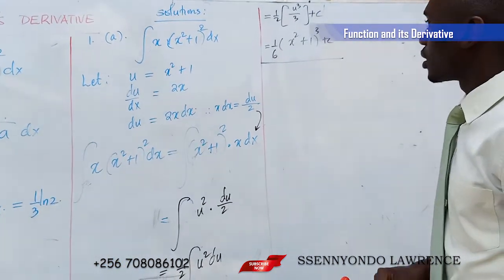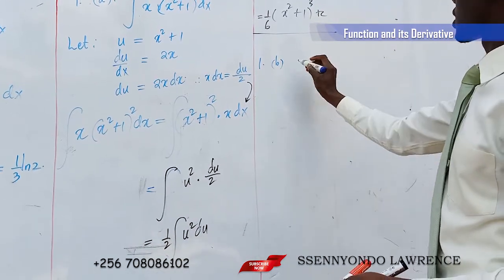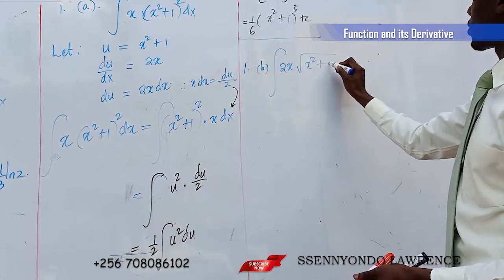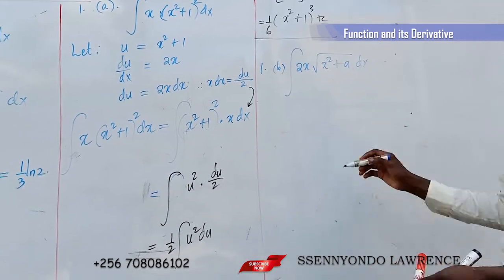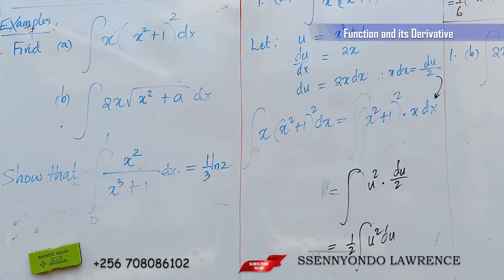Part B, number one, part B, we are integrating 2x times the square root of x squared plus a dx. It's important to mention that a is a constant.